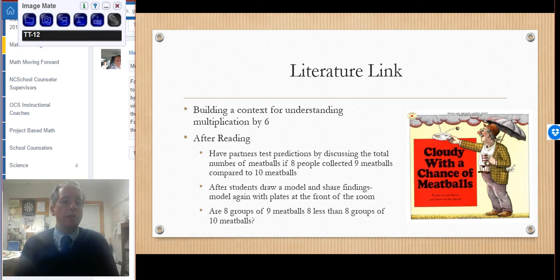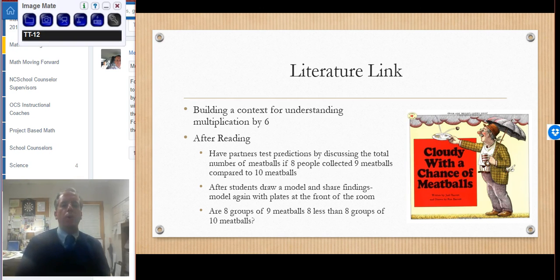let's have partners test some predictions, right? So let's discuss how many meatballs, if you had 8 people and they collected 9 meatballs, as compared to 10 meatballs. So we have students draw it out. Let's do some paper plates. Let's draw them out, and let's see how this works out.